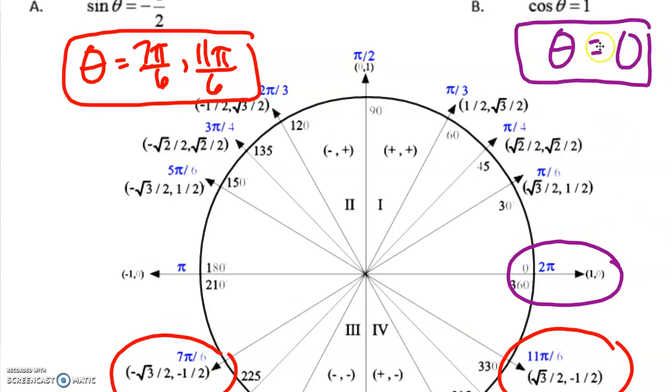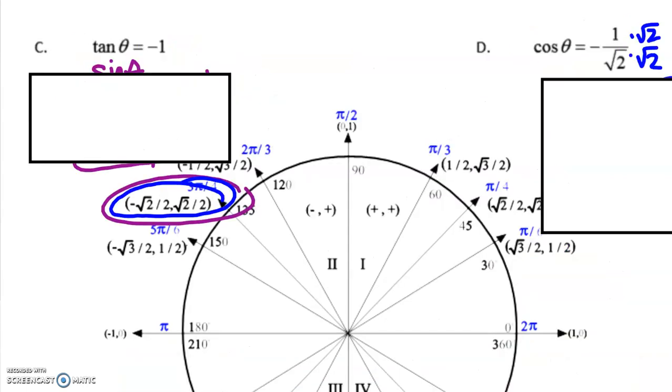For problem B, it says, where is cosine theta equal to 1? Again, we've talked for a while now that cosine is the x coordinate. So you're going to go around your unit circle and figure out where my x coordinate is 1. And it only happens one time, and that's at 0. You could say 360 or 0 or 2 pi, but they're all referring to the same location. So that is that.